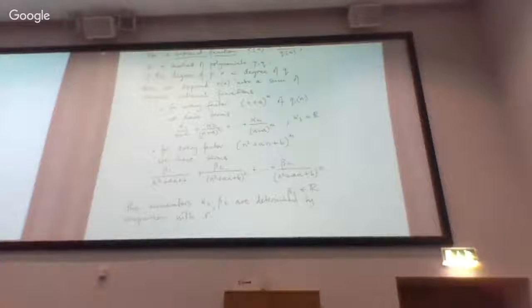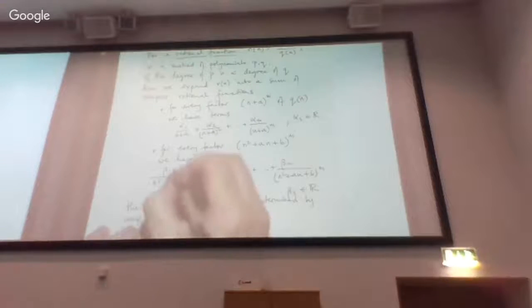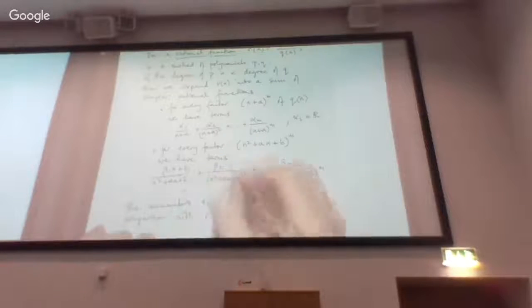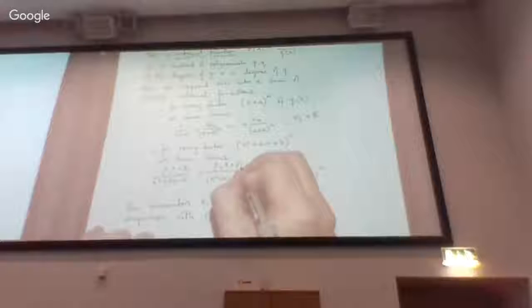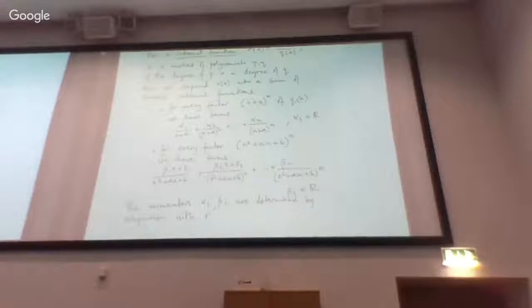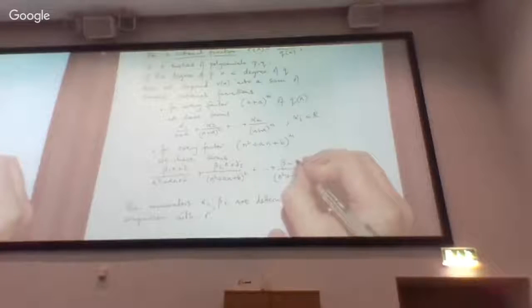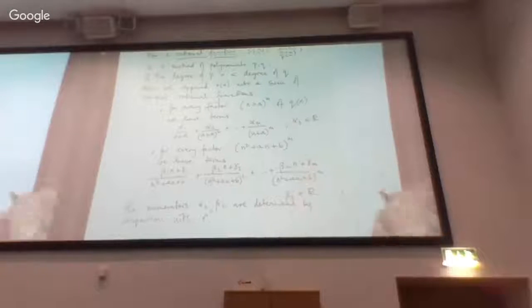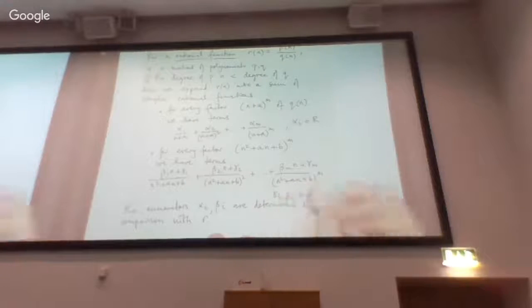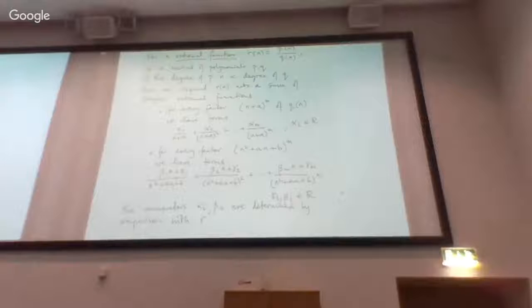Oh, excuse me. Sorry. These numerators are beta n plus gamma. Sorry. These numerators are order 1 polynomials in this case. Gamma_i, beta_i are real numbers. Sorry, the numerator, when you've got one of those irreducible quadratic factors, n squared plus an plus b, then the numerators have to be order 1 polynomials.